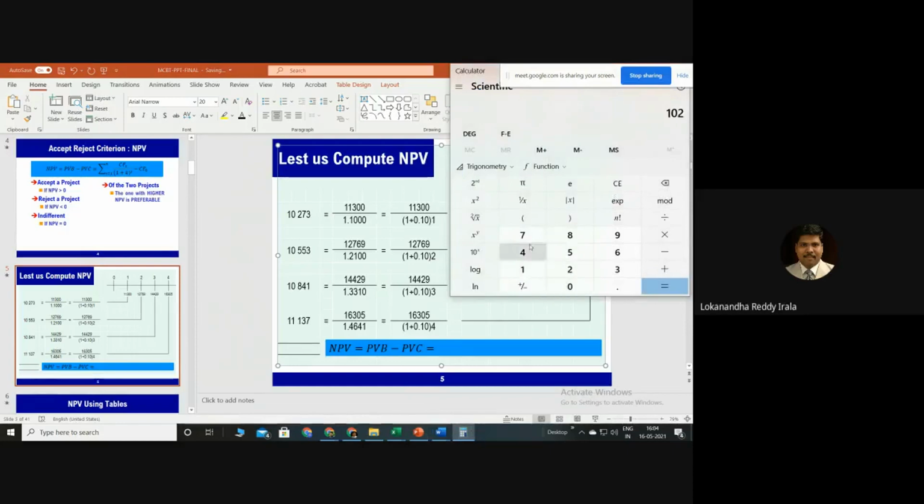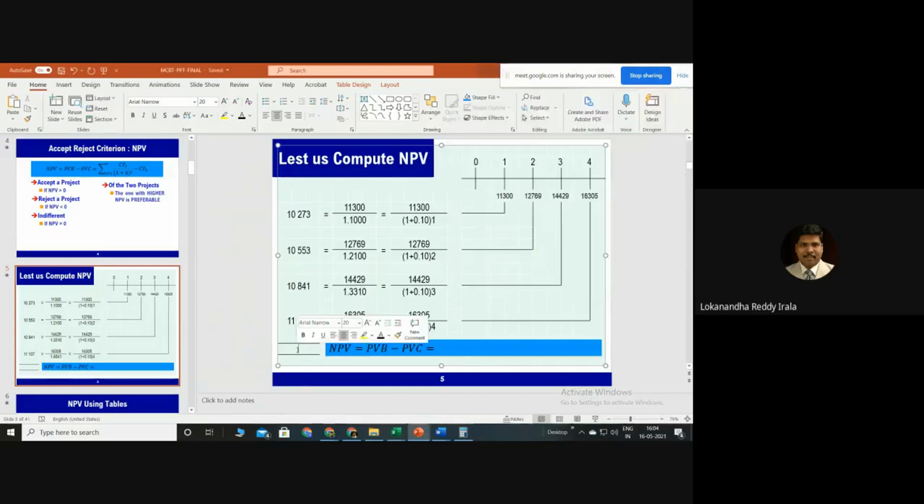10,273 plus 10,553 plus 10,841 plus 11,137. So it is 42,804.